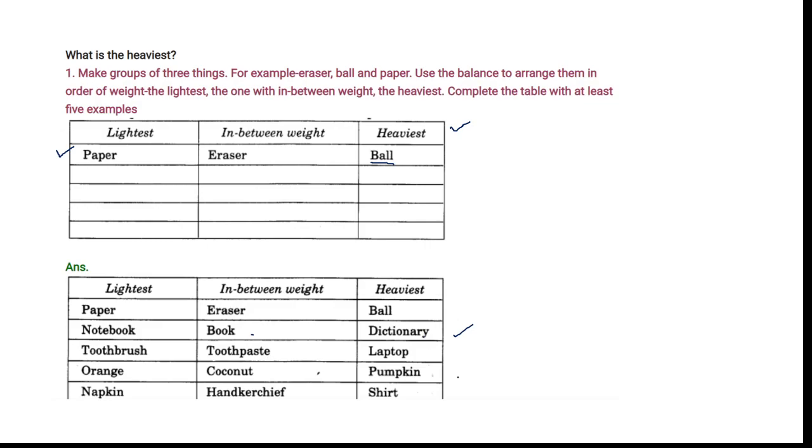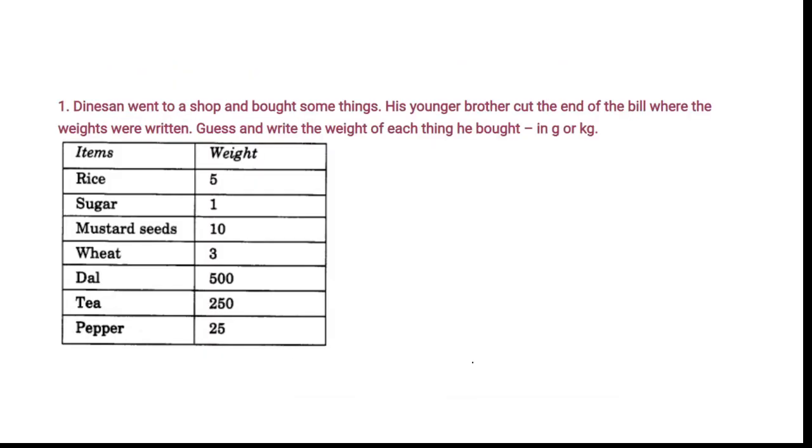So in this way you have to complete this table. Moving to the next page. Now Danson went to a shop and bought some things. His younger brother cut the end of the bill where the weights were written. Guess and write the weight of each thing he bought in gram or kg.